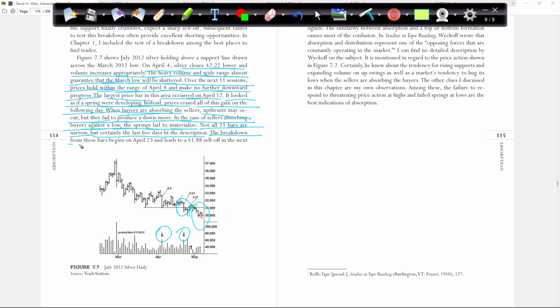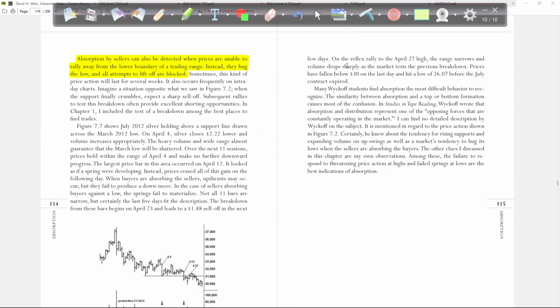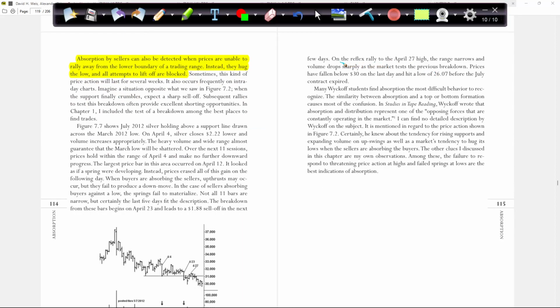The breakdown from these bars begins on April 23rd and leads to a 1.88 sell-off in the next few days. On the reflex rally to the April 27th high, the range narrows and volume drops sharply as the market tests the previous breakdown. Okay, prices have fallen below $30 on the last day and hit a low of $26.07 before the July contract expired.